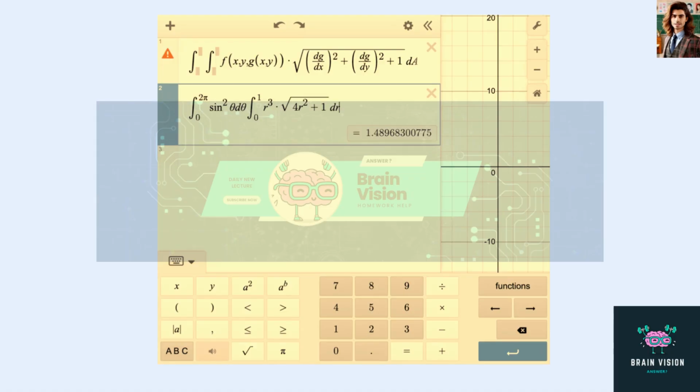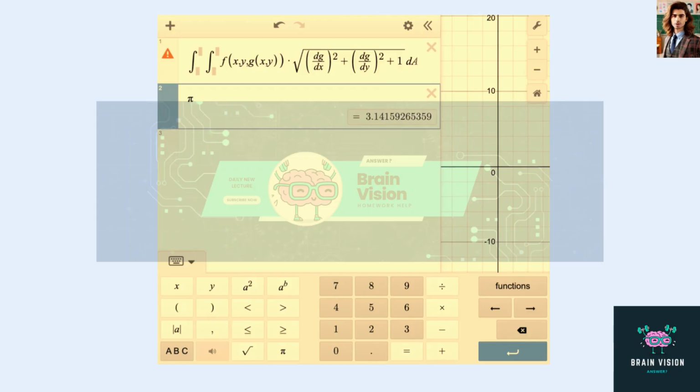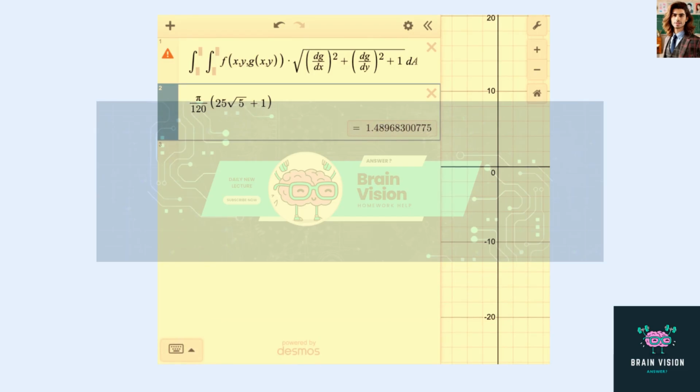And as we see, this is the same answer as before, 1.489. So this is the same here, pi. And then once we evaluate this integral, what we'll end up getting as a result is our final answer, which will be pi over 120 times 25 root 5 plus 1. And once again, we see we get the same result, which confirms that we did the integral correctly.